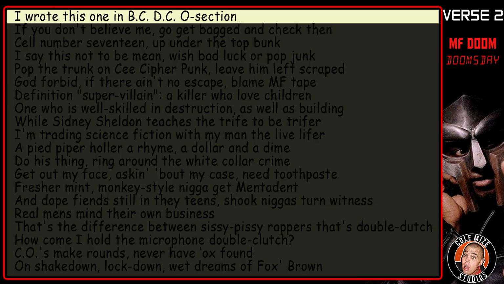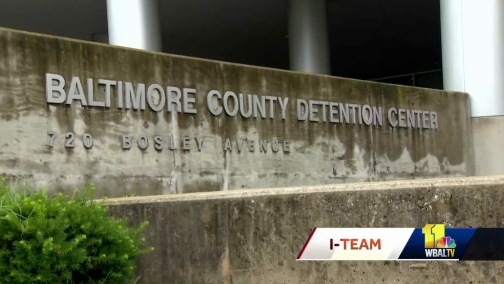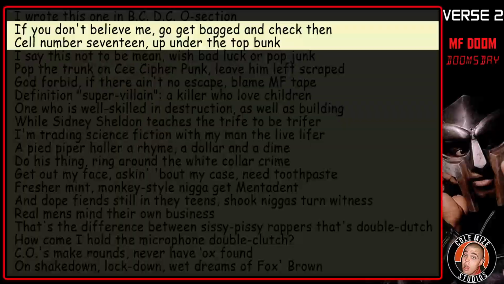"I wrote this one in BCDC O section." BCDC stands for Baltimore County Detention Center, where MF Doom was actually incarcerated for a period of time. "If you don't believe me, go get bagged and checked in. Cell number 17 up under the top bunk." Bag is slang for getting arrested, and he's saying that he wrote this verse underneath the top bunk of the jail cell. And if you don't believe him, go get arrested and go look for yourself.